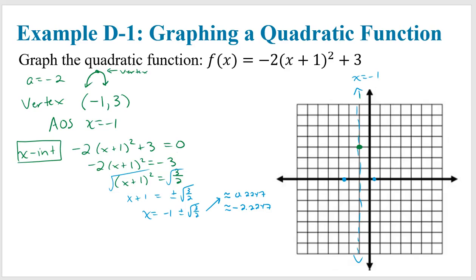We do need to find the y-intercept as well. So y-intercept is just plug in 0. So f of 0 will give me my y-intercept. So -2 times 0 plus 1 quantity squared plus 3. So that will be -2 times 1 squared. 1 squared is just 1. So -2 plus 3 is 1. So f of 0 is 1.